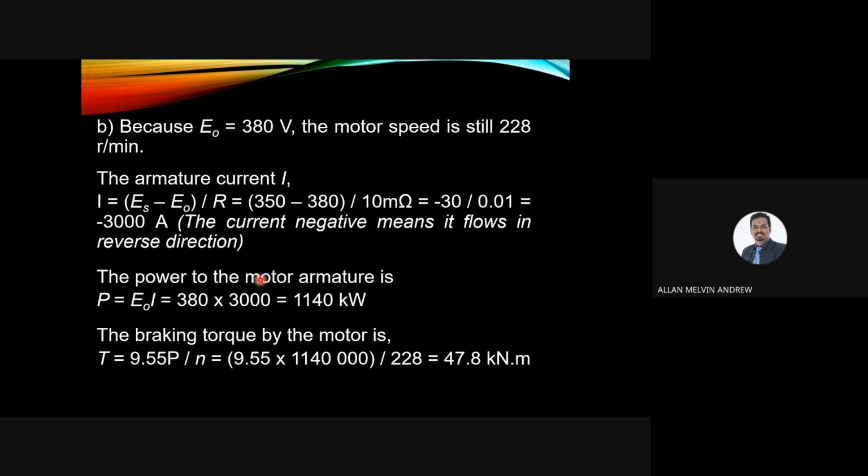Okay, so the power to the motor armature is P equals E0 I. So 380 times 3000, so we get 1140 kilowatt. So we replace this inside the braking torque by the motor, T equals 9.55 times power over N. So we replace all this, and we get the value 47.8 kilonewton meter.